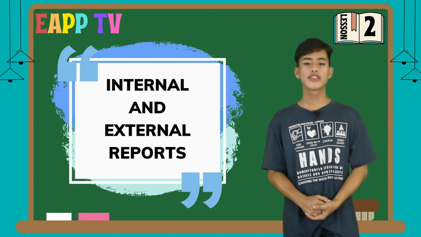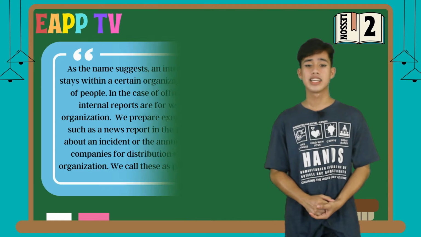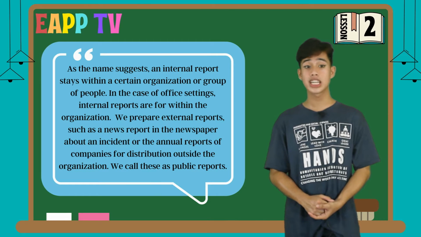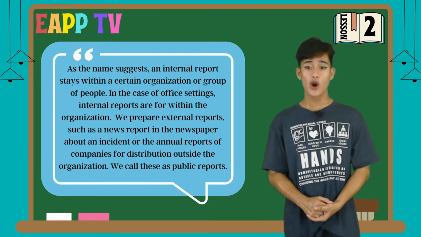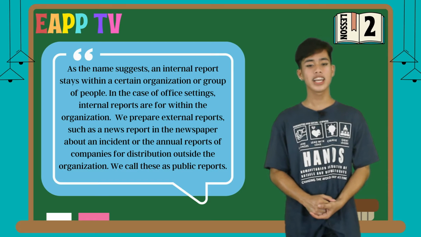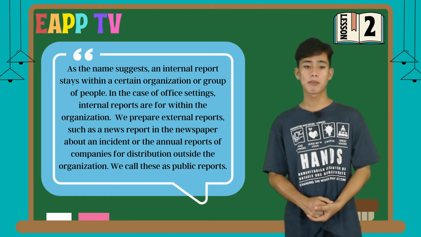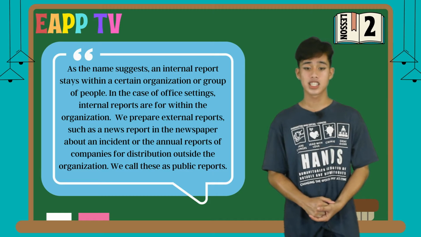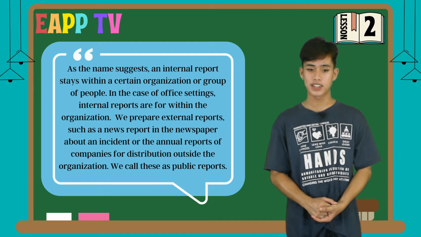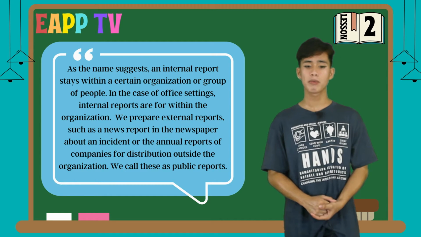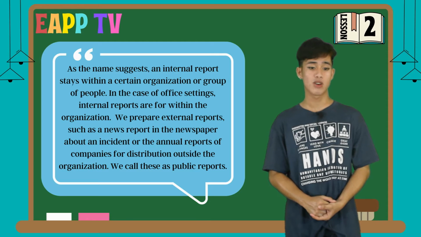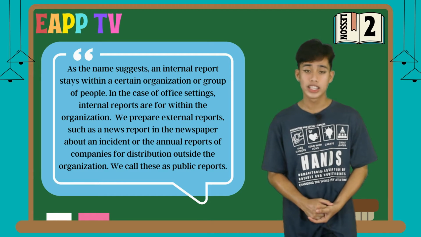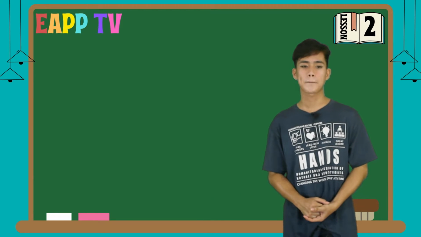Number 2, internal and external report. As the name suggests, an internal report stays within a certain organization or group of people. In the case of an office setting, internal reports are for within the organization. We prepare external reports, such as a news report in the newspaper about an incident or an annual report of companies, for distribution outside the organization. We call this a public report.